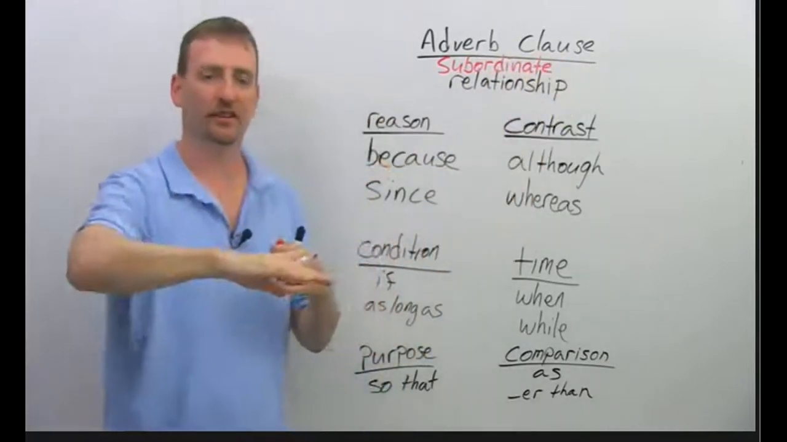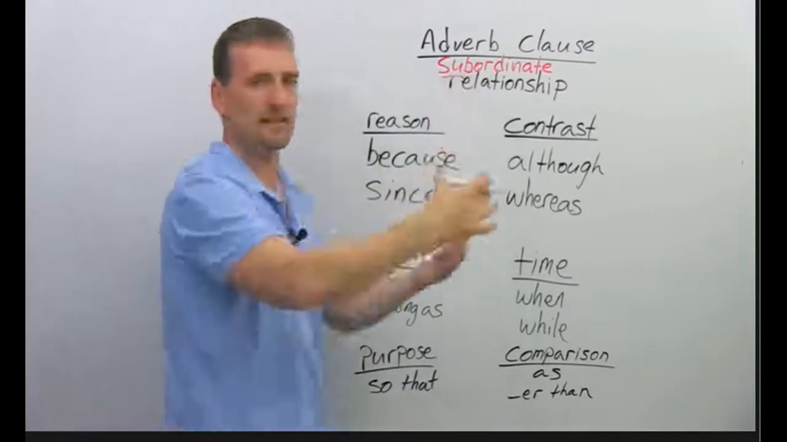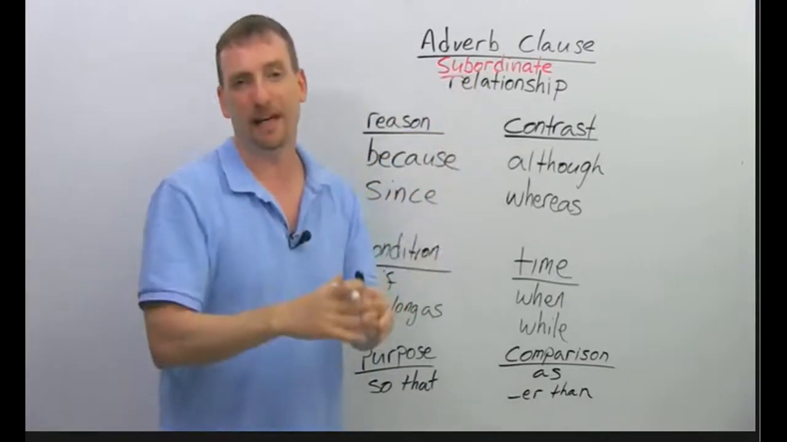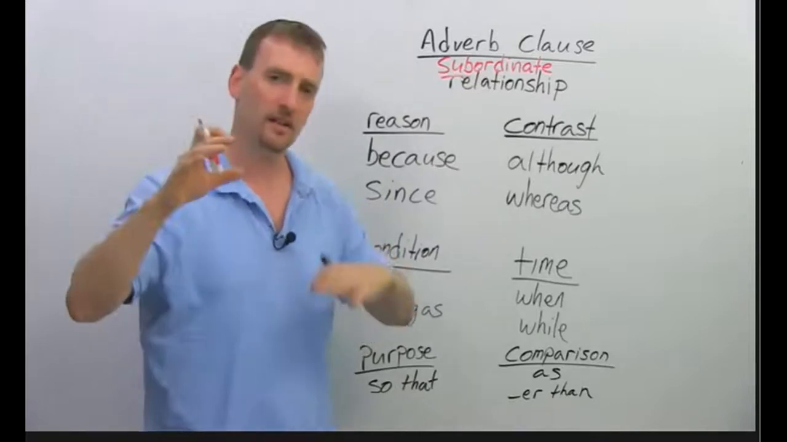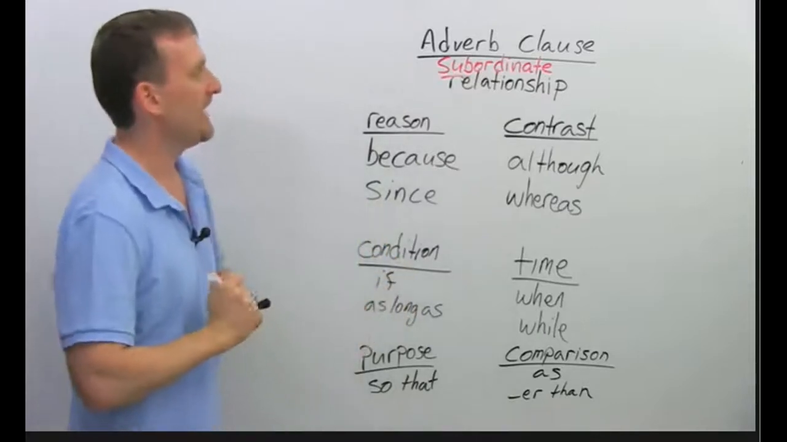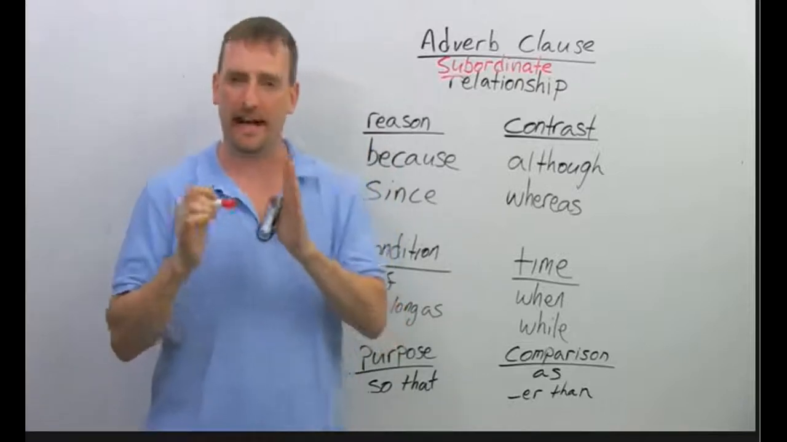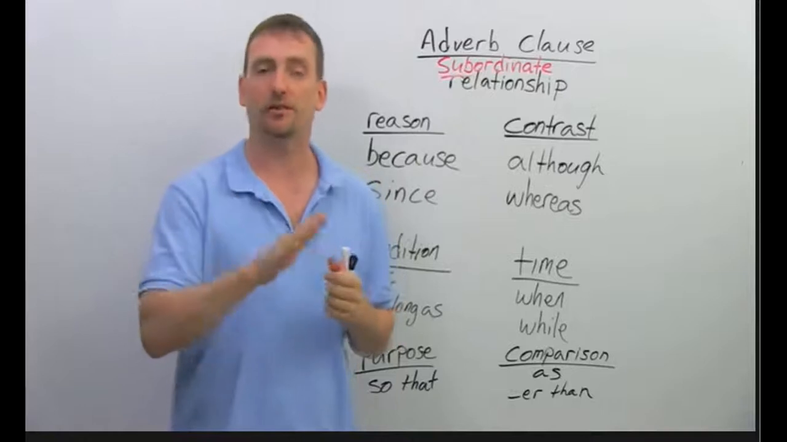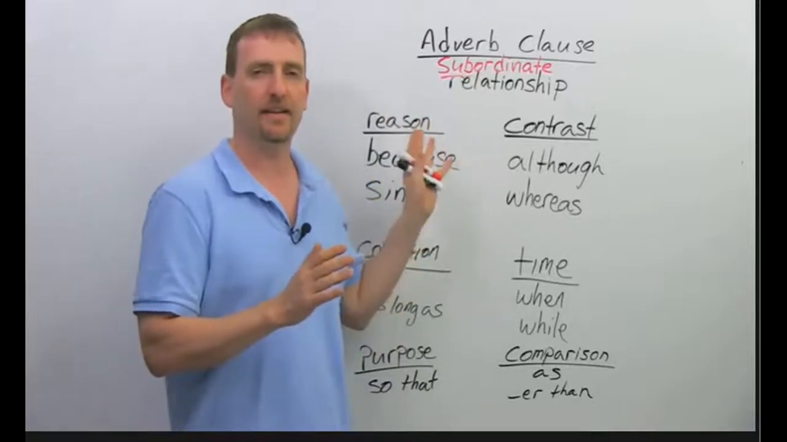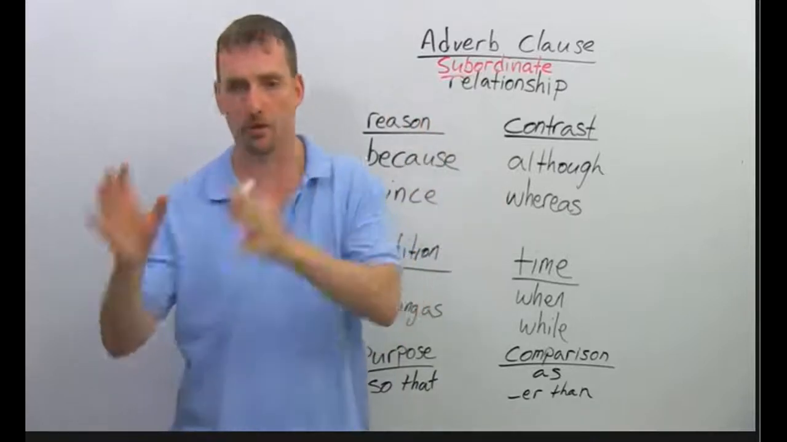Subordinate means under, right? Sub means under. It's under the independent clause, which means the independent clause is the more important one. The subordinate clause is the second. Now, the thing to remember about adverb clauses, what makes them different from noun clauses or adjective clauses, is that they don't modify words.